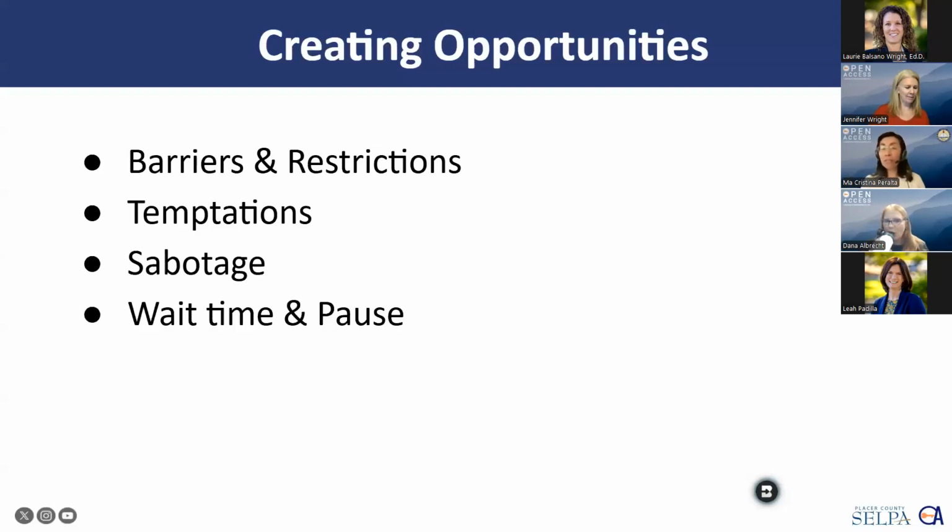Dana gave us a lot of examples on how to avoid habituation and some creating opportunities for communication as well. So effective communication partners would want to create multiple opportunities to elicit communication from students with AAC. And there are a lot of strategies out there to do that. One of the things that we can do is provide barriers and restrictions. We can introduce communication temptations. We can also use a strategy which is known as sabotage. And we can also provide a pause or wait time. And we're going to talk about all of these strategies in the next slides.